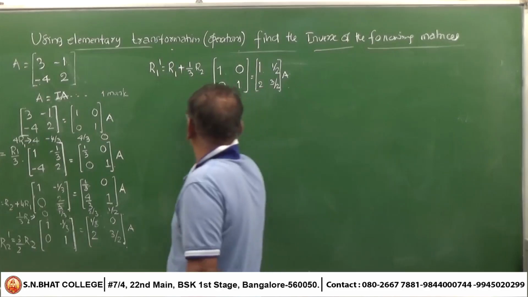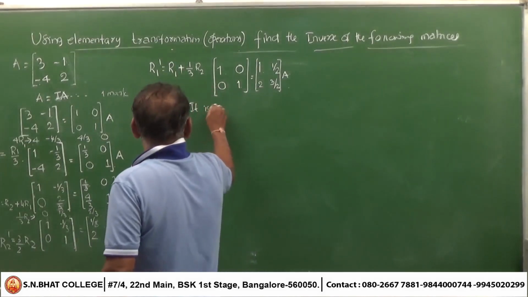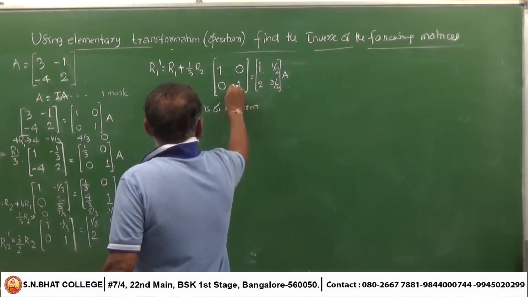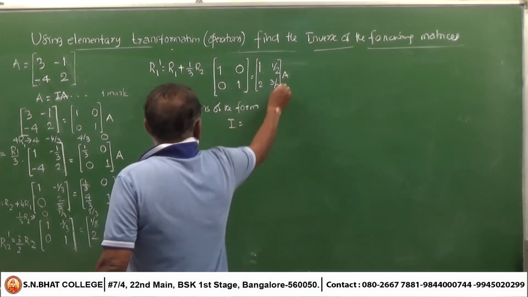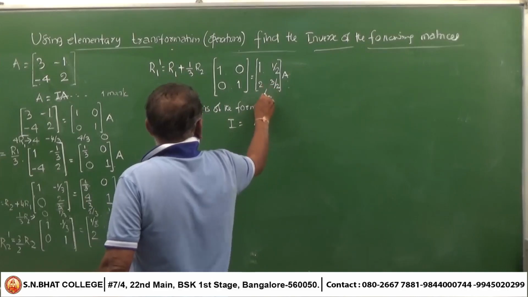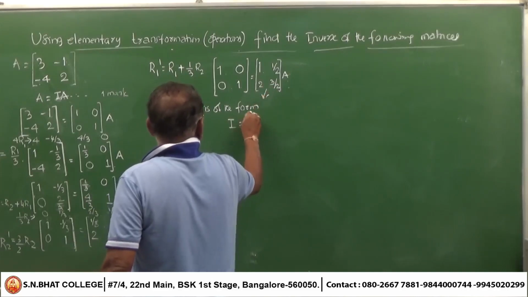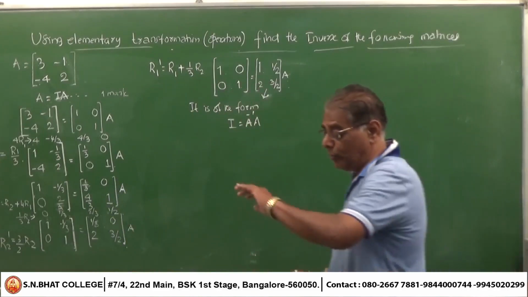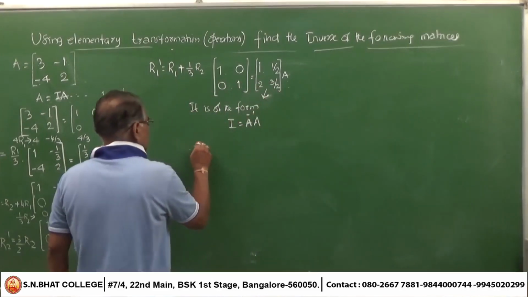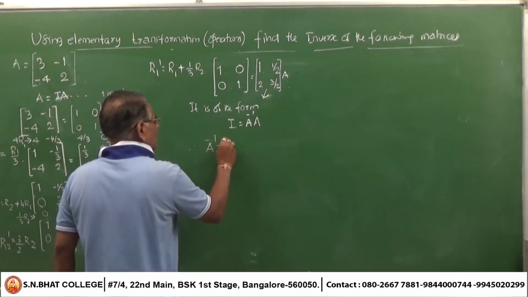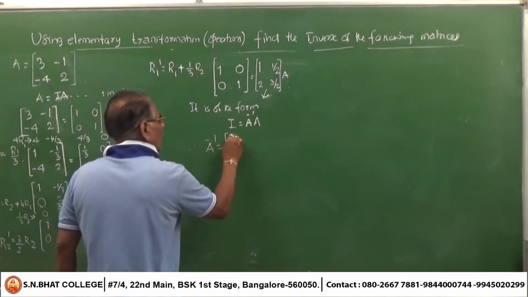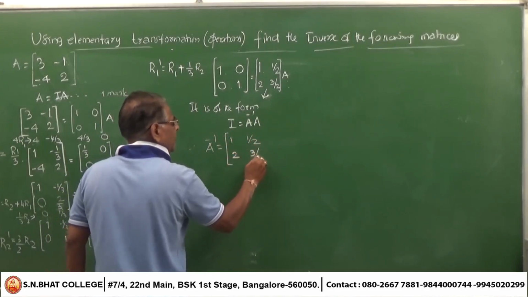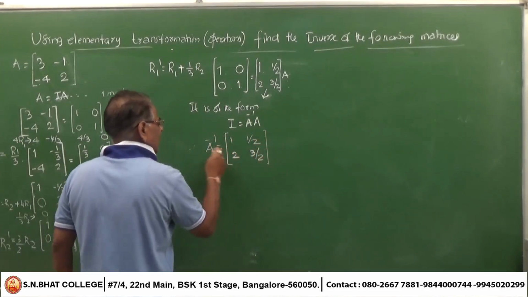It is of the form: left hand side is I, right hand side A is there. It must be A inverse, because I is equal to A inverse into A. Therefore, A inverse is equal to 1, 1 by 2, 2, 3 by 2. This is the final answer.